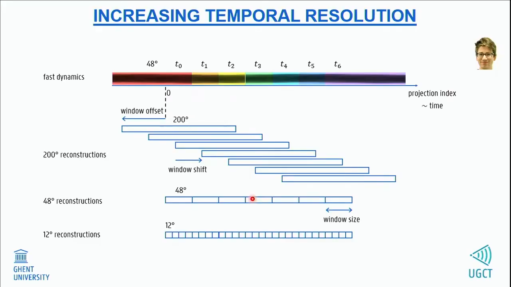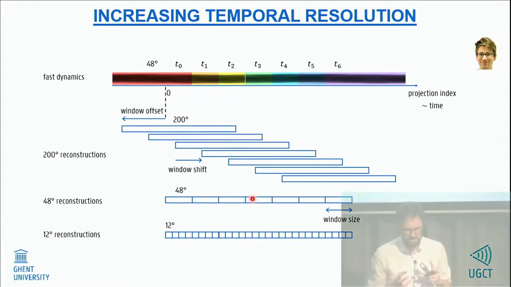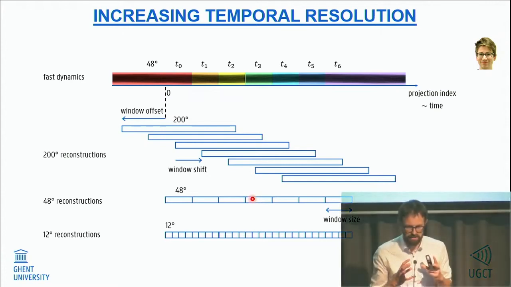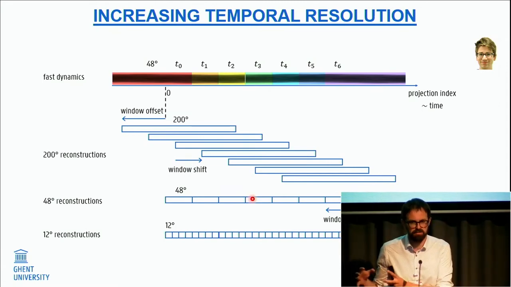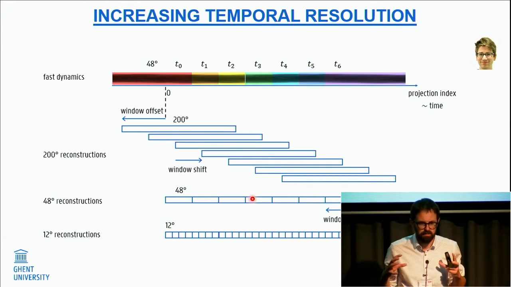Now, I'll try to go a little bit faster. If you have this 4D imaging, you don't want to have a 3D volume and another 3D volume one rotation after it. So you have to think about how you can increase the temporal resolution of your visualization. In principle, you need at least about 200 degrees of rotation to have a decent reconstruction.